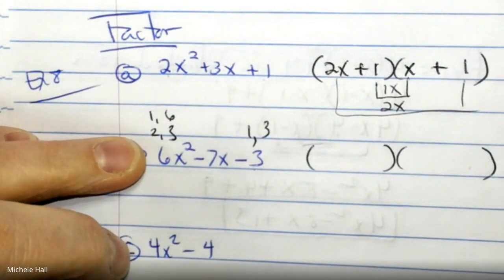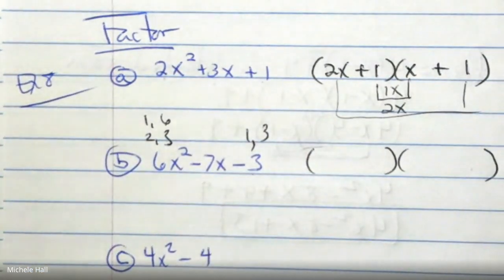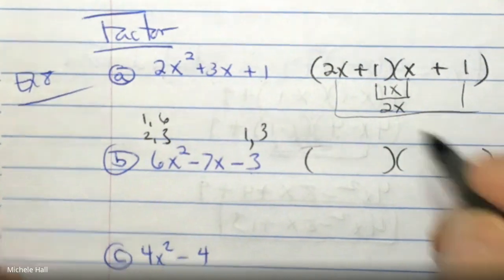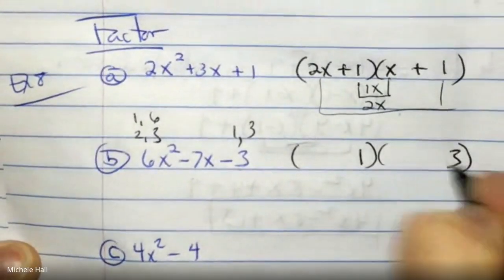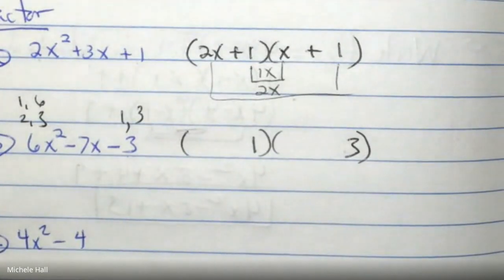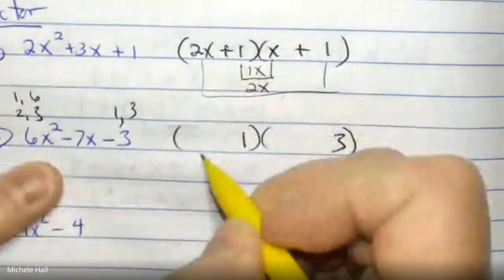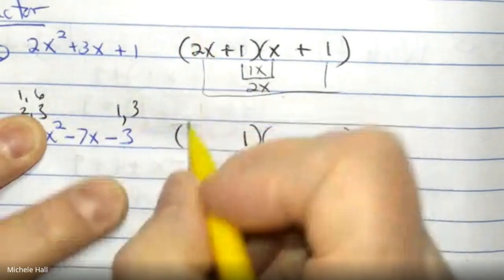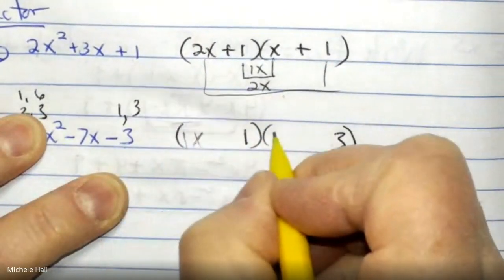The more factors there are, that's the more guessing and checking you have to do. If the numbers are small, I use guess and check. But if the numbers are big, there's a lot of factors, that's when I would use the box method. All right, I know that 1 and 3 are going to go here because it's my only options. I'm going to use a pencil for the next one because I'm going to start with 1 and 6. So 1x and 6x.